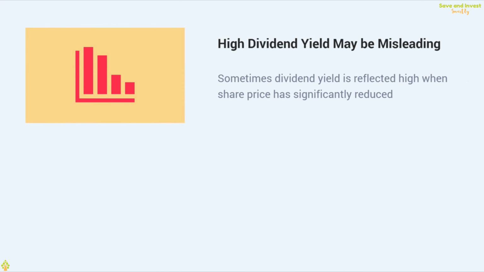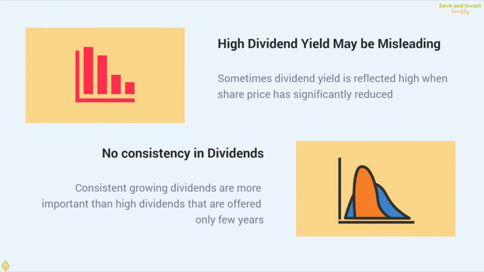The dividend yield does not always give a true picture because the high dividend yield may be because the dividend payout was high or because the share price has reduced significantly. Hence, it is always better checking the dividend growth of the stock instead of dividend yield. Also, we must be interested in consistent growing dividend income rather than high dividend income for just 1 or 2 years.